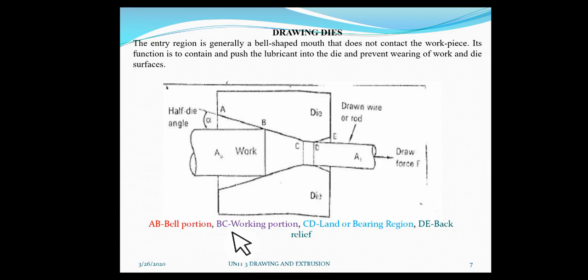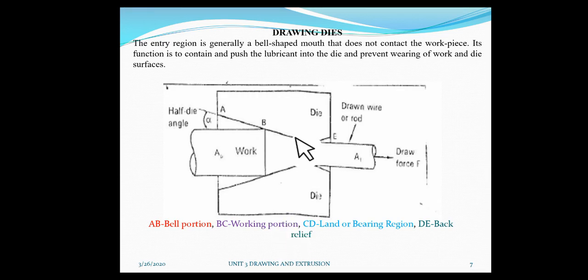Clear? Now come to the BC, we call it the working portion, which is very important in the drawing process, where the actual reduction takes place. That B to C portion we call the working portion. The actual plastic deformation takes place and the cross sectional area of the work material is reduced. That's why we call it a working portion: actual plastic deformation takes place, and actual reduction in cross sectional area takes place.